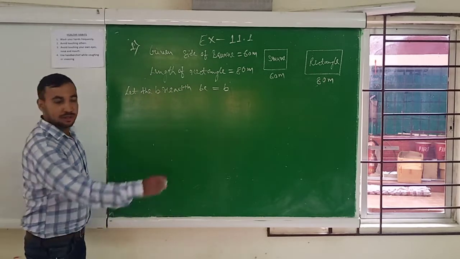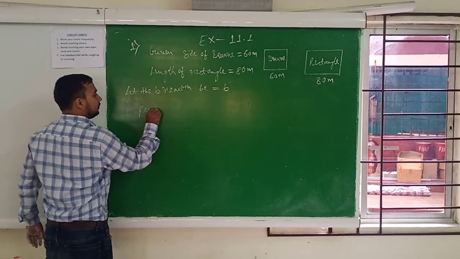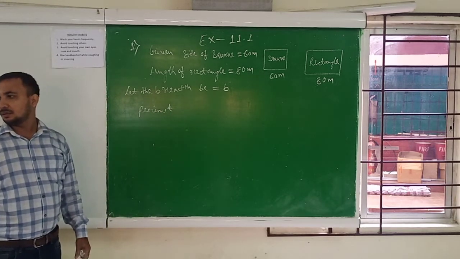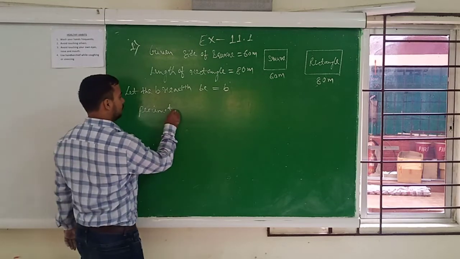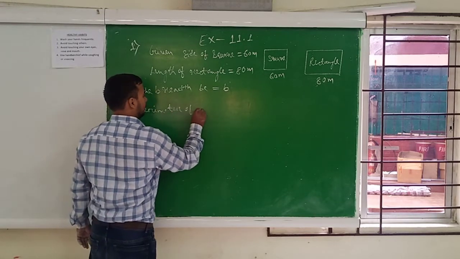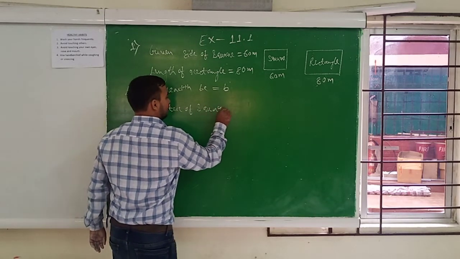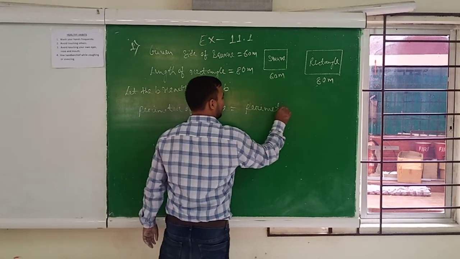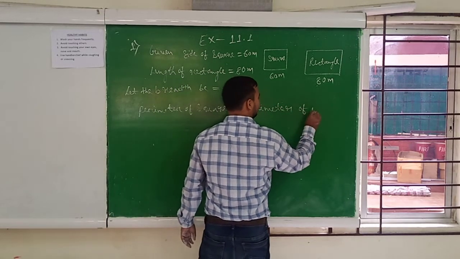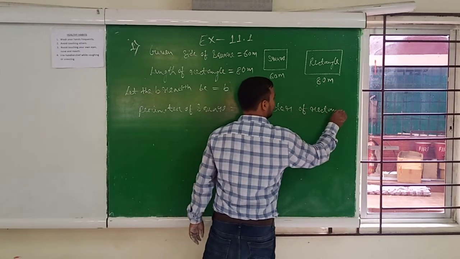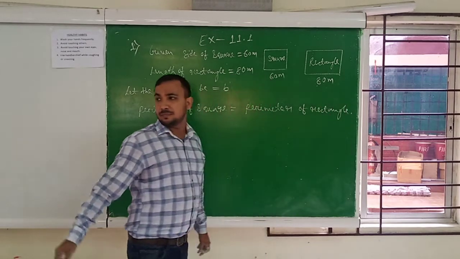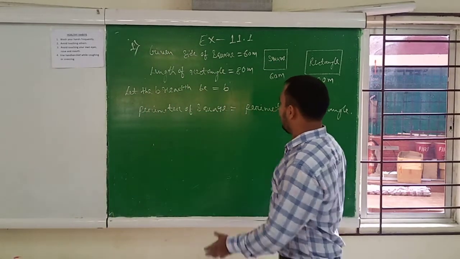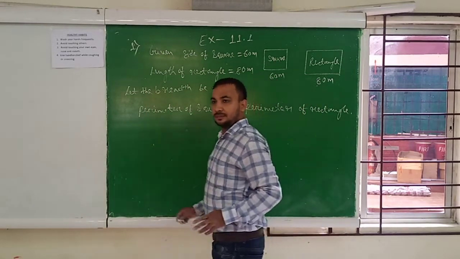Okay, now according to the question, perimeter of square is equals to perimeter of rectangle. Now, what is perimeter of square? 4 into side.